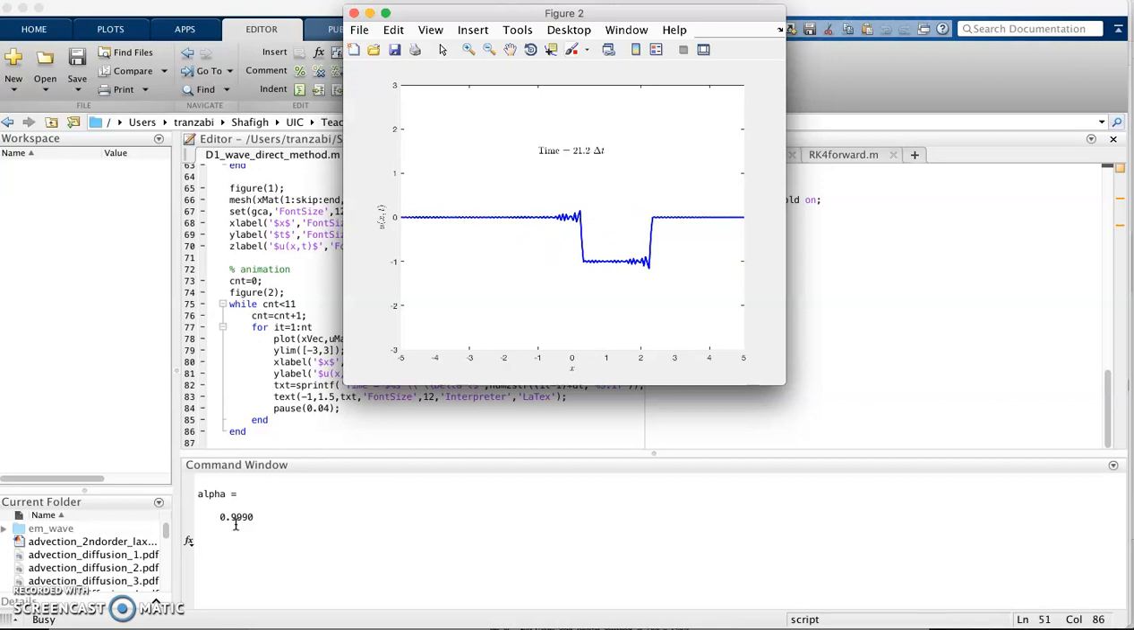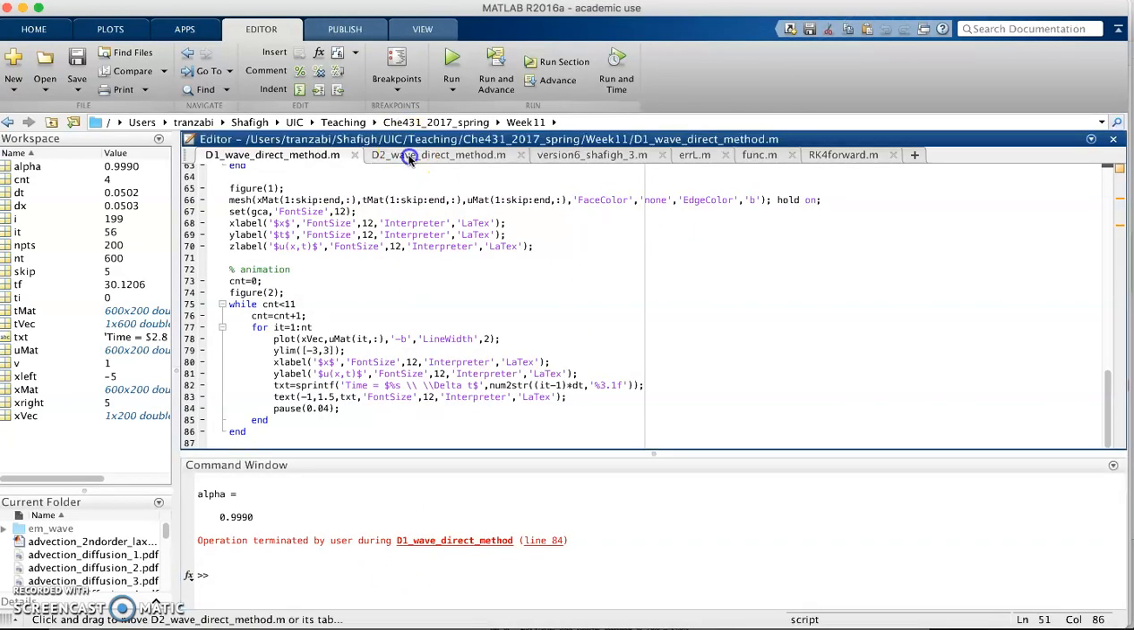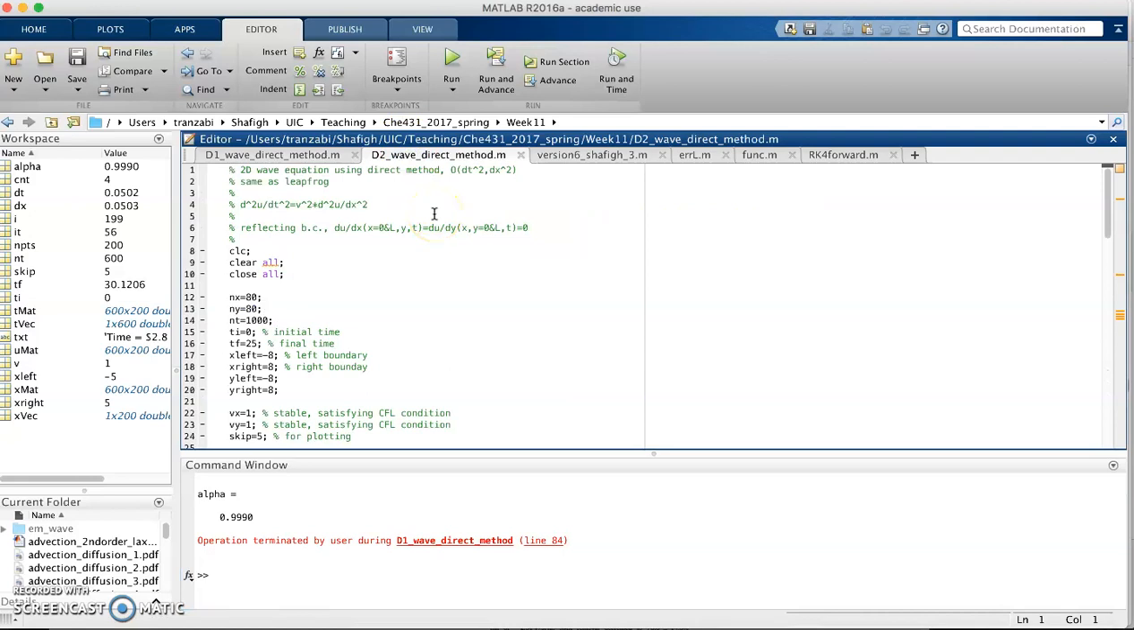By the way, alpha has to be less than or equal to 1 to be stable, and you see that although alpha is less than 1, you see some oscillations, but these oscillations never grow in time. Alright, so I'm going to stop the code. The next thing is I want to show you the 2D version of the same code.